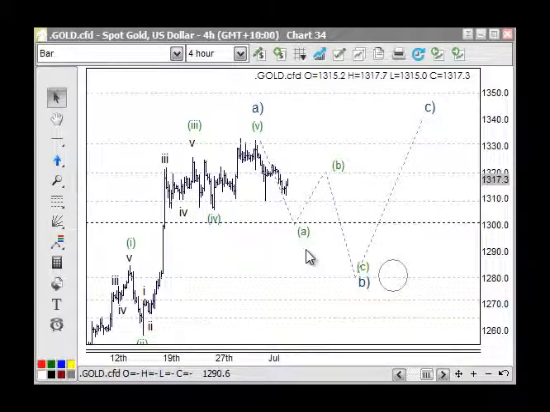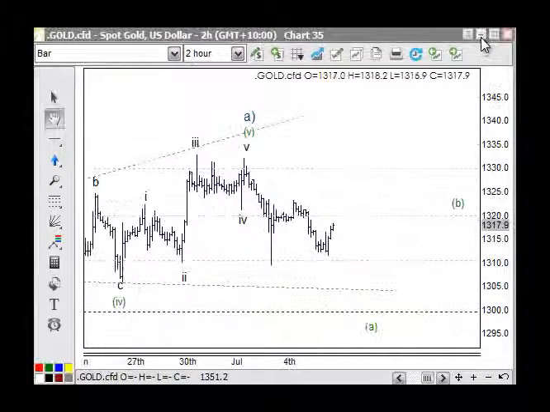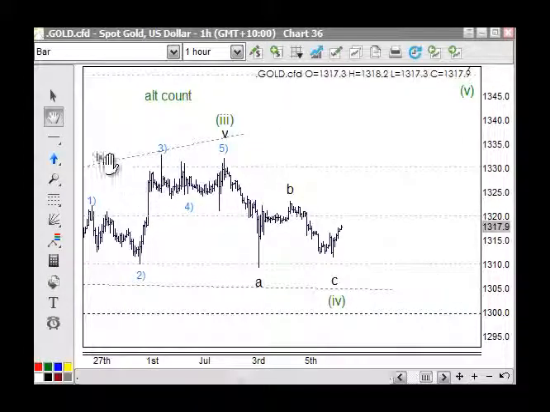Look, as I mentioned, while the 1320 is the retested resistance here, it sort of tested it here, but it'll need to test it again. If that fails, then we know that we're on this particular track here. So that's just that. The alternative count is this one here.